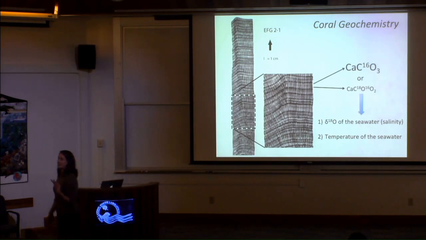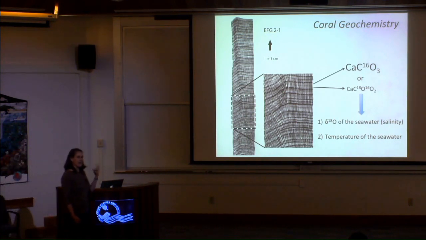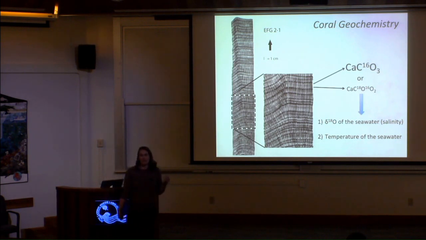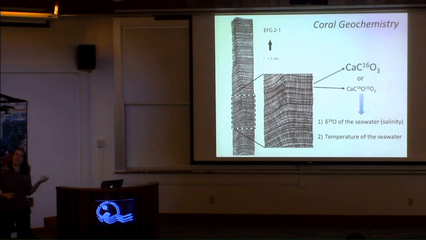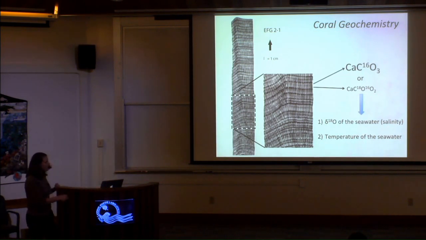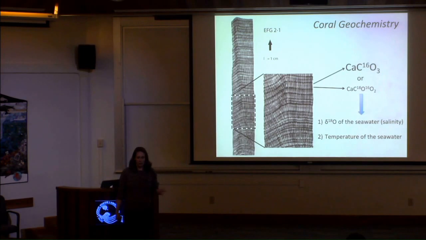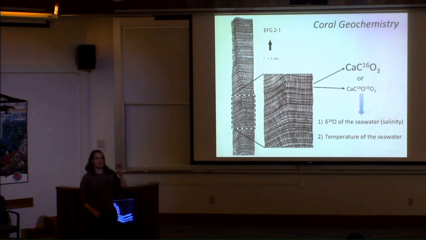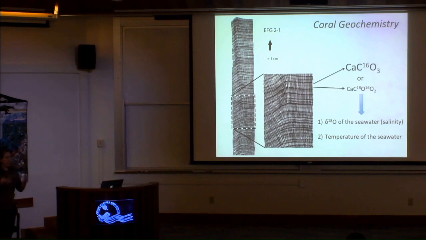It can vary with the isotopic composition of the seawater itself, and that is related to the salinity. So if you're in an area that has a fairly constant temperature and you see this variation in your isotopes, then it gives you an indication of maybe changes in precipitation or runoff and things like that. But the O18 that's incorporated into the coral skeleton also varies with the temperature of the seawater.